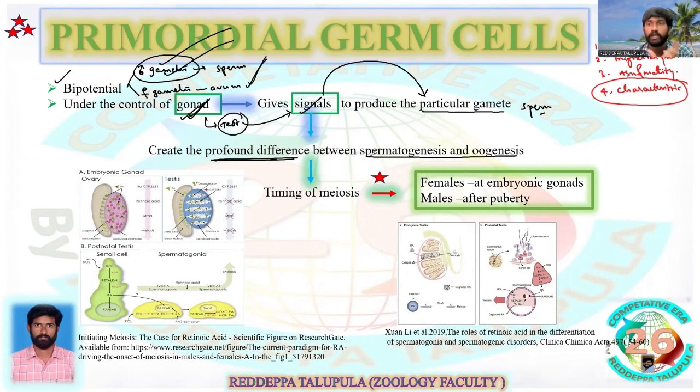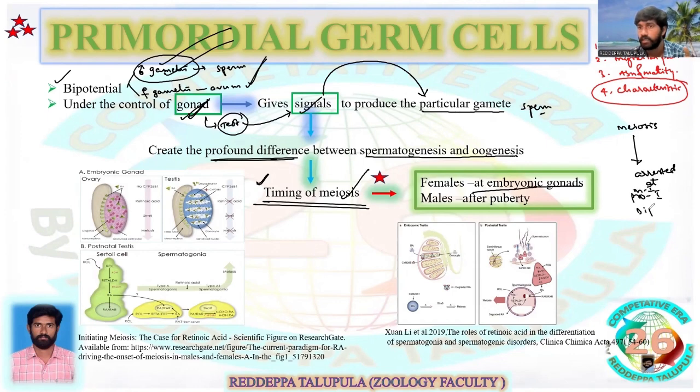What are those signals? Those signals will have a profound difference between spermatogenesis and oogenesis. If you talk about one peculiar difference, it is the timing of meiosis. The most important difference due to these signals produced by the gonads is the timing of meiosis. In females, at embryonic gonads, meiosis will be started and arrested at prophase 1 of meiosis 1, diplotene. But in males, meiosis will start after puberty.